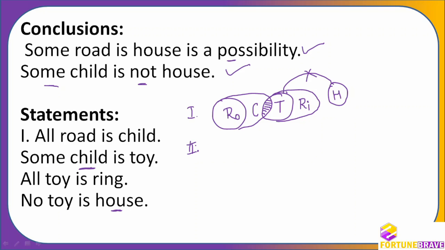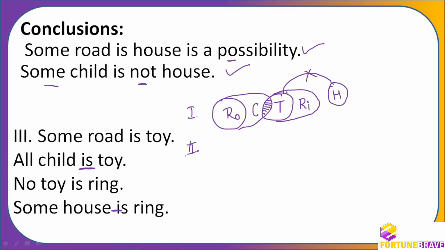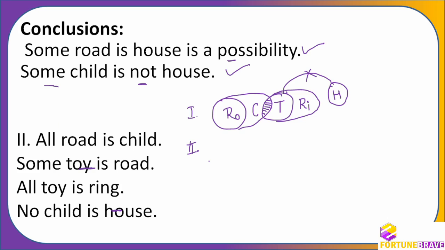Okay, this is a different type of question. Some not is there, and then possibility, both cases are there. So I'm going to do it. Oh, where is the second one gone? Okay, second one. All road is child.